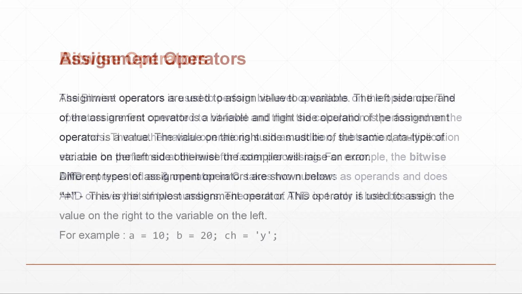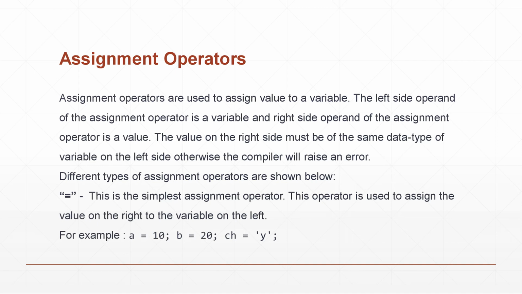Next, we have assignment operators. Assignment operators are used to assign values to a variable. The left side operand of the assignment operator is a variable and the right side operand of the assignment operator is the value. The value on the right side must be of the same data type as the variable on the left side, otherwise the compiler will raise an error. Different types of assignment operators are shown below. Equal to, this is the simplest assignment operator. This operator is used to assign the value on the right to the variable on the left. For example, A is equal to 10, B is equal to 10, character is equal to Y.